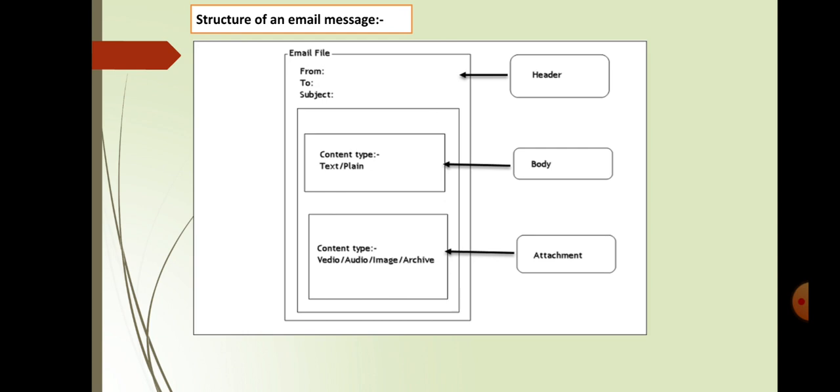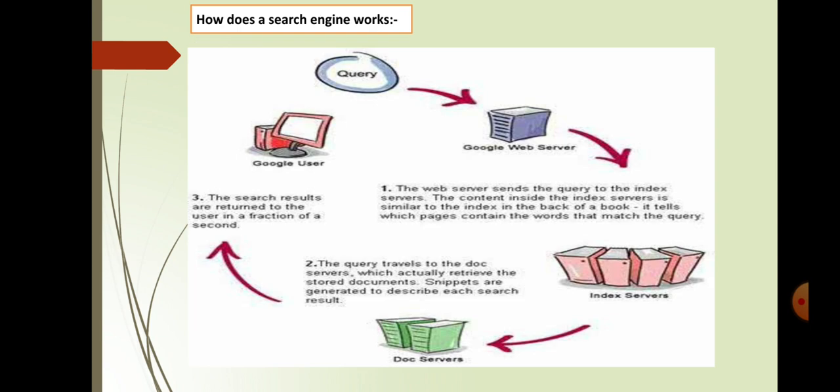At last we have the attachment, along with that image. If you have any attachment, like a video file, audio file, image or any other archive file, you are allowed to use this attachment button. So inside the email structure you will find header, body and attachment. By using all these fields you may compose a mail to anyone else. Till now we have been discussing email services.